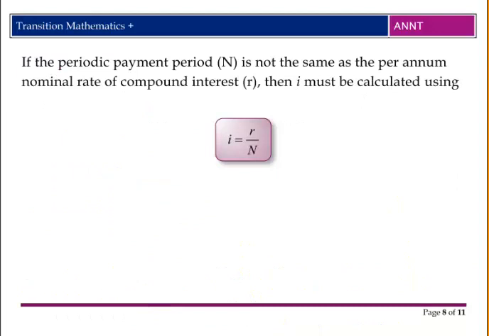Now the periodic payment period is not always the same as the per annum nominal rate of the compound interest. When it's not the same, you need to adjust I. This is the same as what we did in finance. So if we have our yearly rate of 5%, but we're making payments quarterly, then we need to divide it by 4. So if the periodic payment period is not the same as the per annum nominal rate of compound interest, then I must be calculated by dividing that rate by the number of periods.